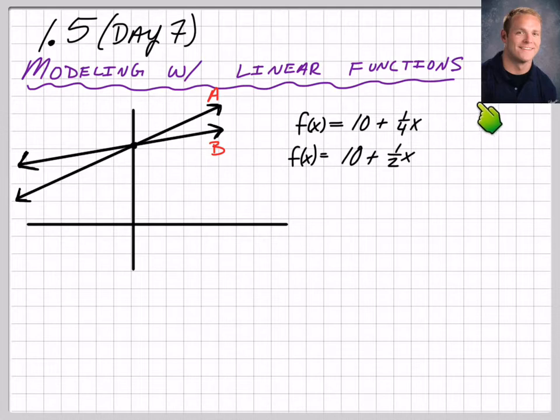So B definitely has to be the one with the slope of 1/4, the flatter line here, and the one that goes up above, that would have to be the steeper slope, the bigger number. That would be line A.